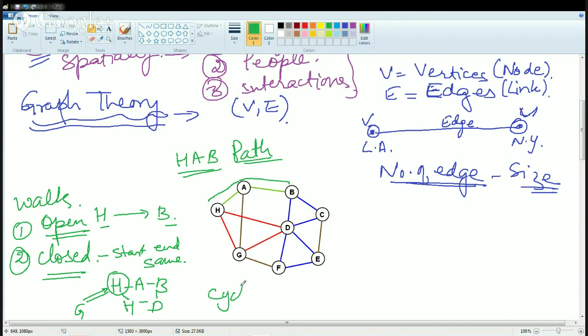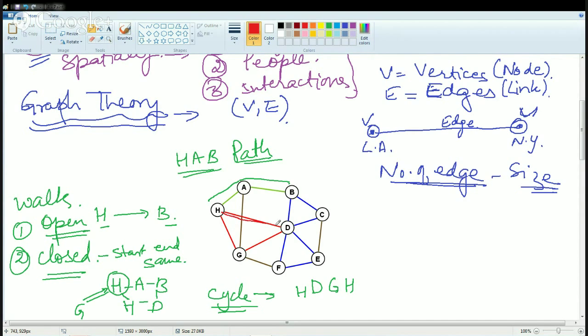But in the case of a cycle or a simple cycle, there is no repetition of edges. So if I start with H, D, G, so let's take H, D, G and H, those marked in red.